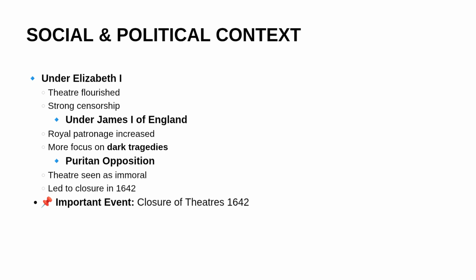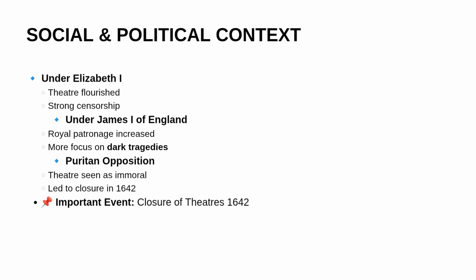Now let us understand the social and political background that shaped Shakespearean theatre. First, under Elizabeth I during her reign, theatre flourished and became a major cultural activity. Playhouses were built, acting companies grew in popularity, and audiences increased. However, this growth existed alongside strong censorship. Plays had to be approved before performance, and anything politically or religiously sensitive could be removed or altered. So, theatre developed, but under careful control.